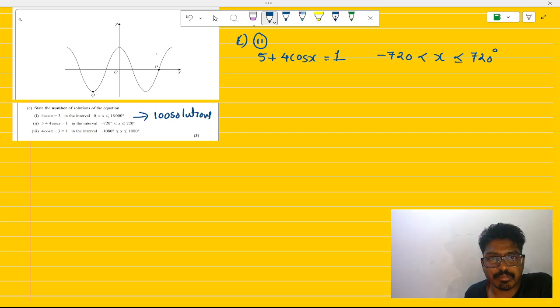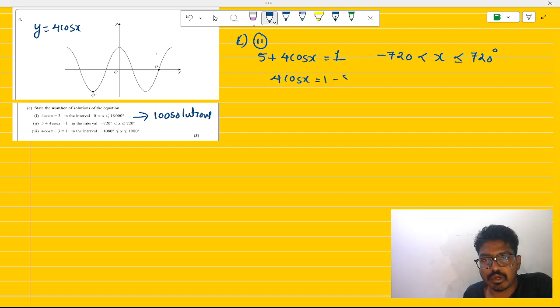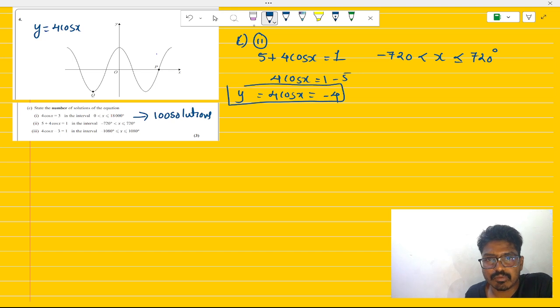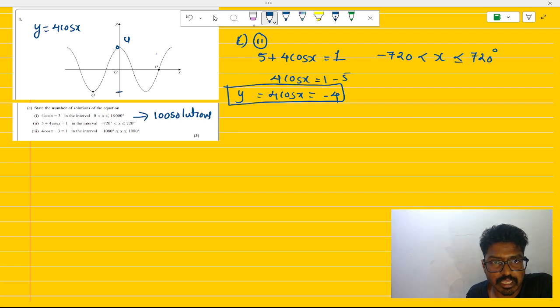First we have to compare that with the main equation, which is y equals 4 cos x. If you separate out 4 cos x, it will be equivalent to 1 minus 5, which would be negative 4. So therefore we get 4 cos x, which is equivalent to y, which would be negative 4. So we have to find where is negative 4. This would be positive 4, this would be our negative 4.